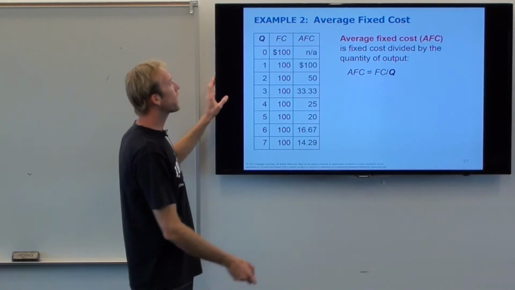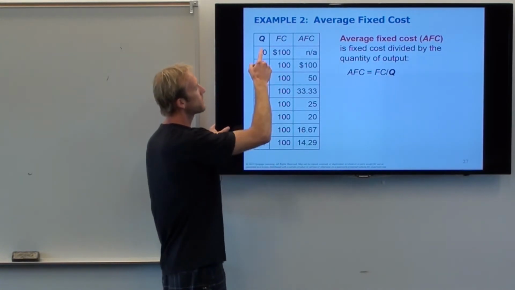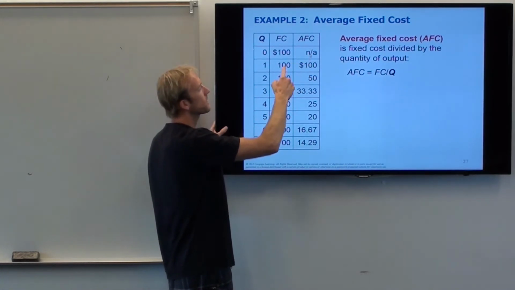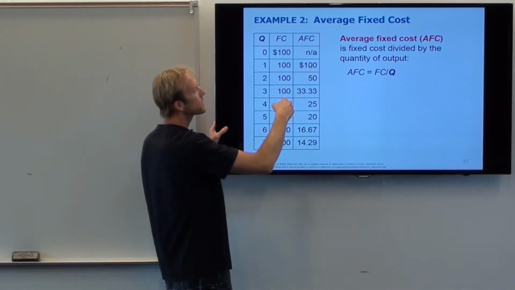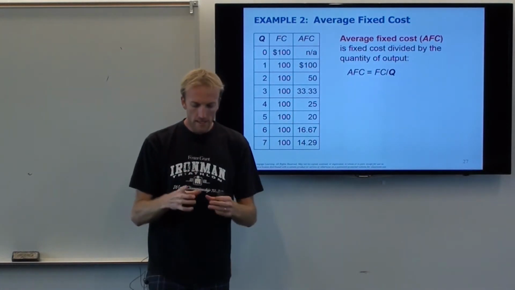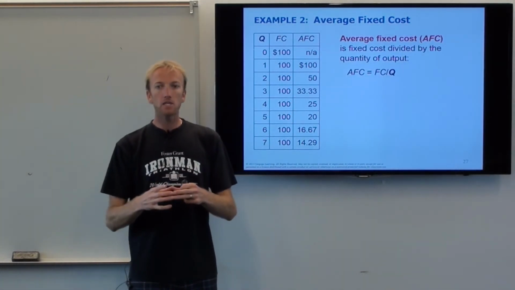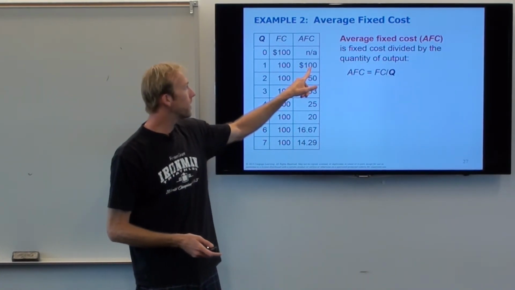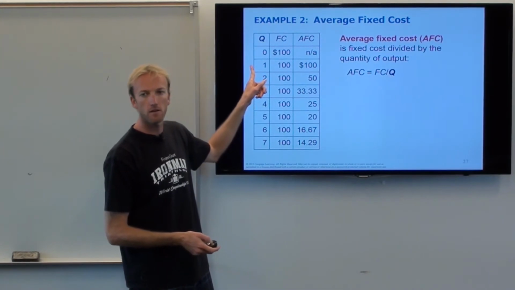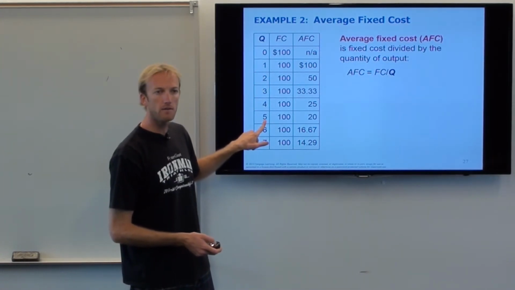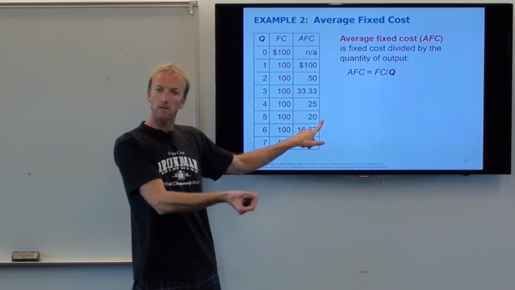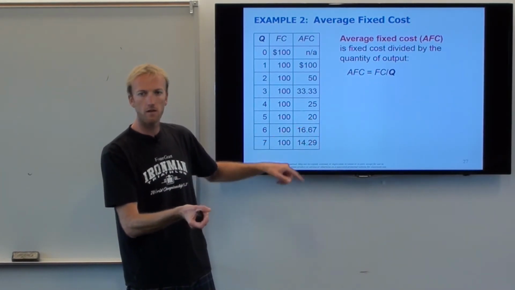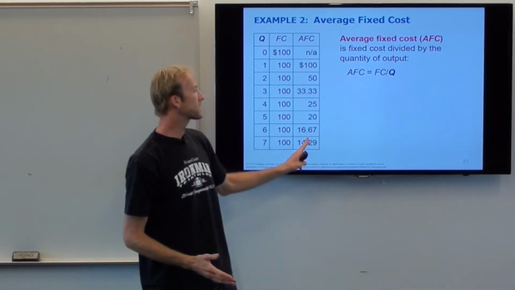Okay? So it's really quite easy. You just take the fixed cost divided by the quantity. 100 divided by 0 obviously can't be done, so there's nothing there. But 100 divided by 1 is 100. So if I make one taco, then how much of the rent is being paid for by this taco? All of it. All of $100 of the rent is being paid for by that one taco, right? If I make 5 tacos, each taco is paying $20 to the rent. Does that make sense, what's going on here? So it's paying $20 to the fixed cost.